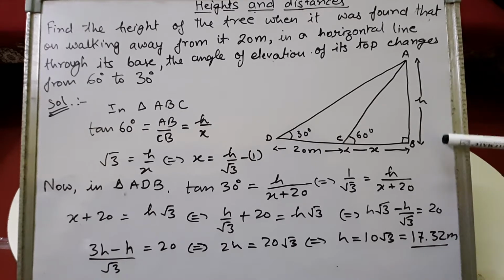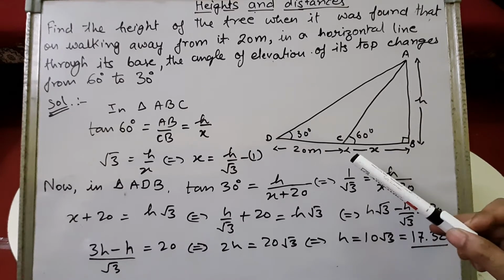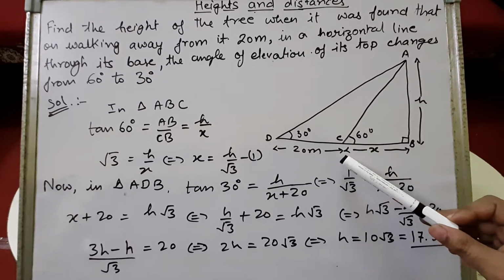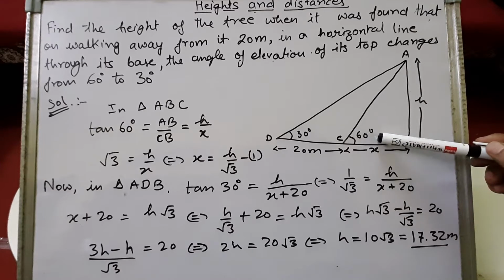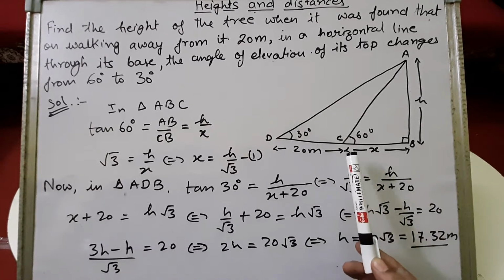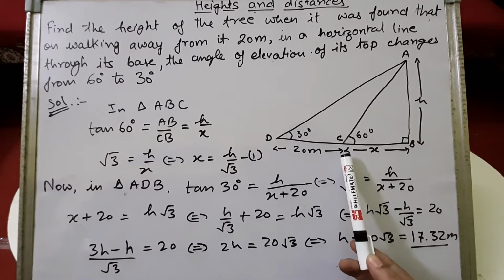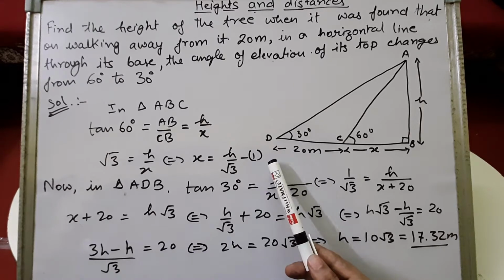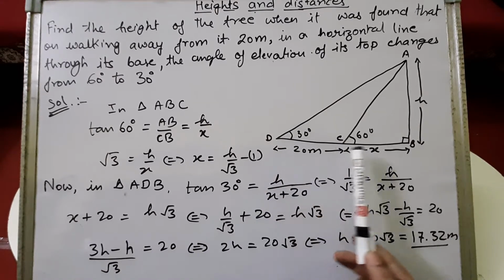Suppose we have drawn a tree of height h meters as AB. Let AB be a tree of height h meters, and there was a point C. The person was standing initially at point C. From point C, the angle of elevation of the top of the tree was 60 degree. Okay, now the question says on walking away from it 20 meters, that means the person is moving away from C by 20 meters, towards D. And when we reach D, it has moved 20 meters away from the base.